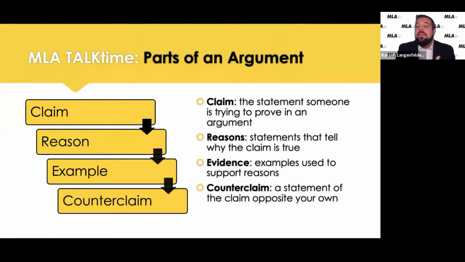The first one being the claim, or maybe the thesis, you would call it. The claim is the statement that you are trying to prove. So a good claim could be something like, dogs make great pets. Then the next part of an argument would be the reason. What is the reason to support your claim? The third thing is going to be the example. The examples are used to support the reasons. And then, of course, at the end is the counterclaim.